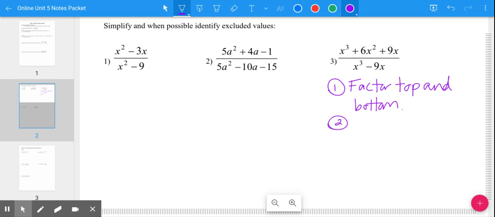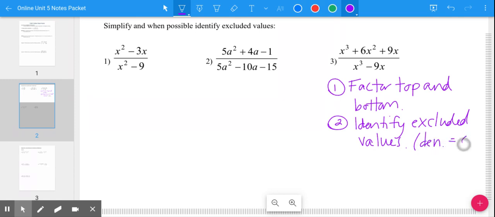Step 2, we're going to identify, just like the directions on this page say, identify excluded values. So that's those domain restrictions. And I'm going to put a note here for denominator to equal 0. Remember from yesterday that if the denominator of a fraction equals 0, that's an undefined point. That can't happen. So those are the values that are going to be excluded from our domain because they're just not logical.